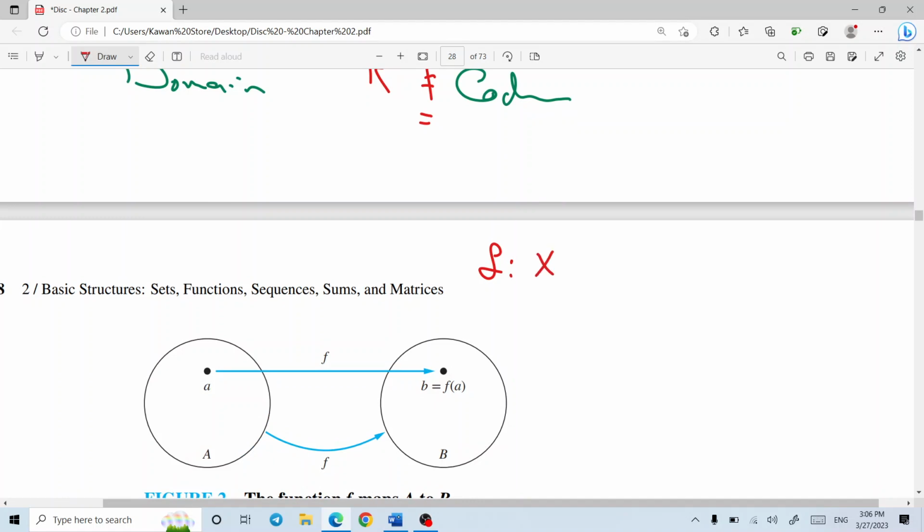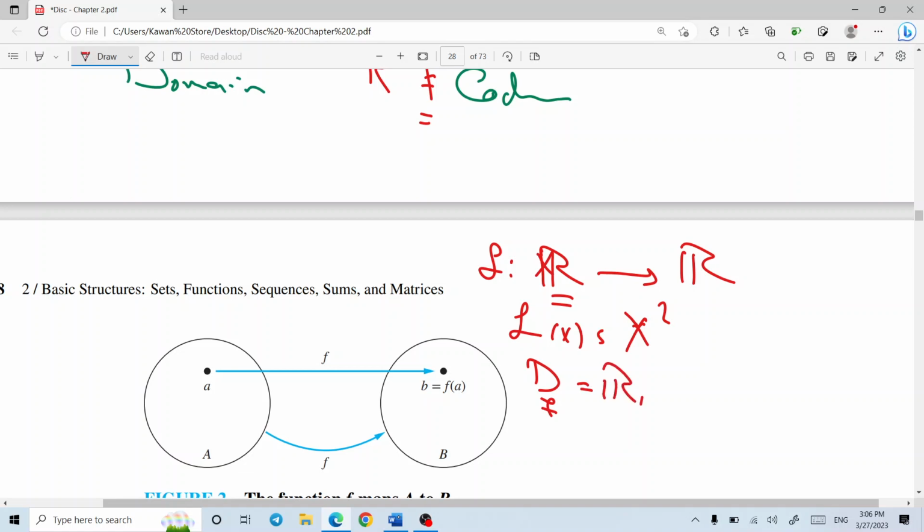For example, I say f of x from real numbers to real numbers. Look, f of x equals what? x squared. If I am asking you about the domain, the domain is clear, what is it? All real numbers, right? So the domain of this function is all real numbers. Okay. How about the codomain of the function? The codomain is also clear. It's all real numbers.